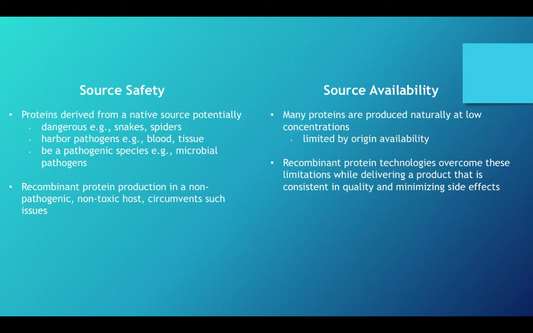Source safety. Proteins derived from a native source may be potentially dangerous, harbor pathogens, or even be a pathogenic species in itself. Recombinant protein production in a non-pathogenic, non-toxic host circumvents such potential difficulties. Source availability. Many proteins are produced naturally at very low concentrations, with high-scale production limited by origin availability. Recombinant protein technologies overcome this issue, delivering a product that's consistent in quality while minimizing side effects. Some previously mentioned examples were improved upon with the development of recombinant proteins.